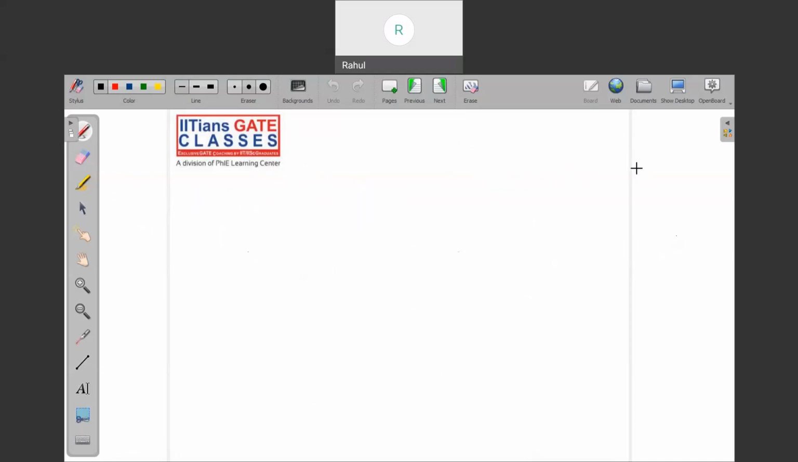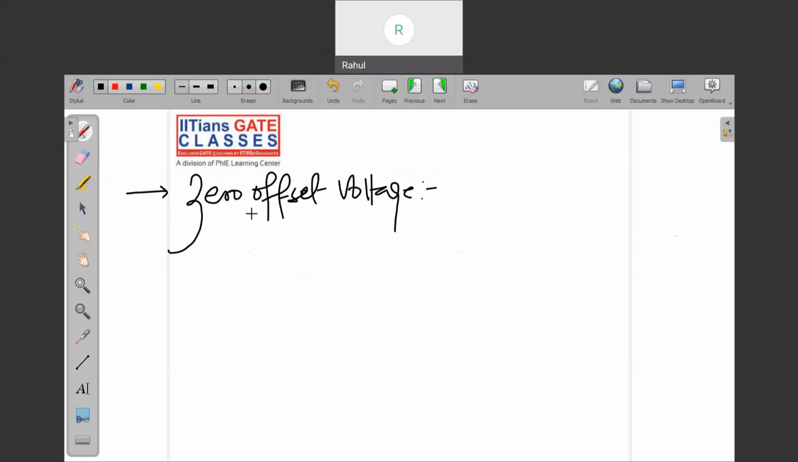Next is the zero offset voltage. We want zero offset voltage. What is the meaning of zero offset voltage?